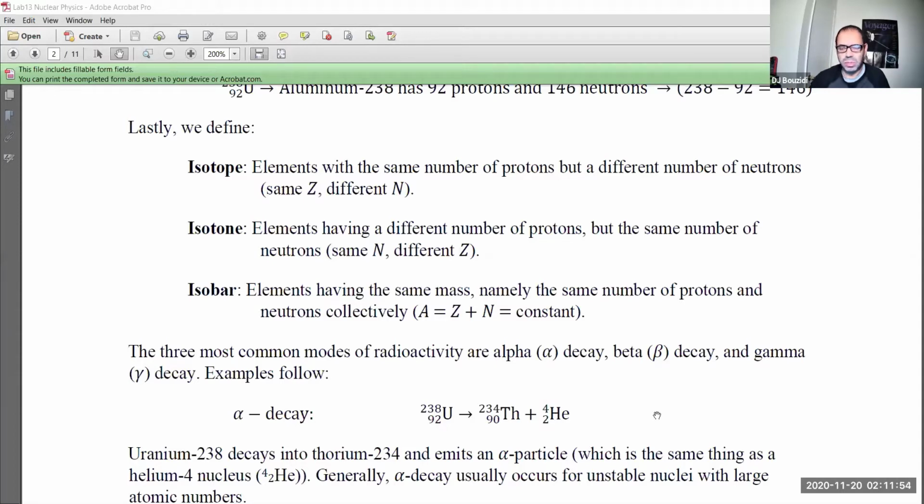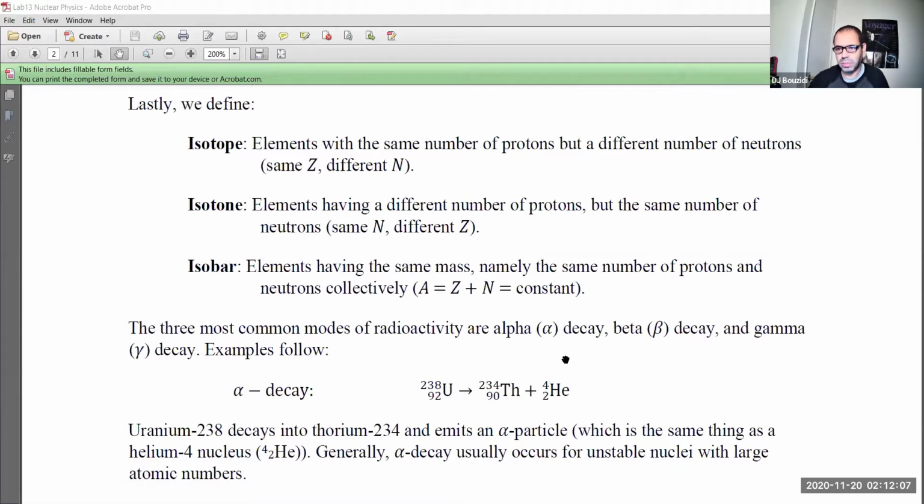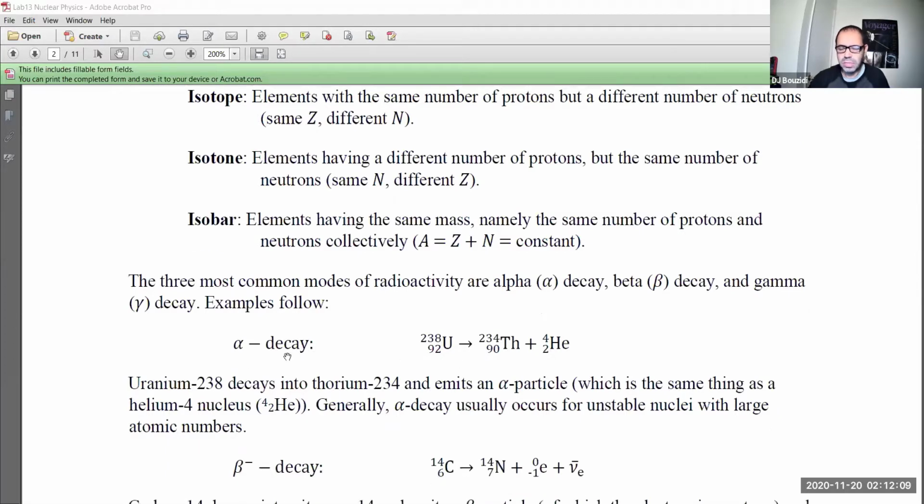This is not chemistry, by the way. When you balance this equation, you don't balance it the way that you balance stuff in chemistry, because the elements are completely different. You have uranium, you have thorium, and you have helium in here. So this is not chemistry. This is a nuclear reaction in this case, and it's an alpha decay.